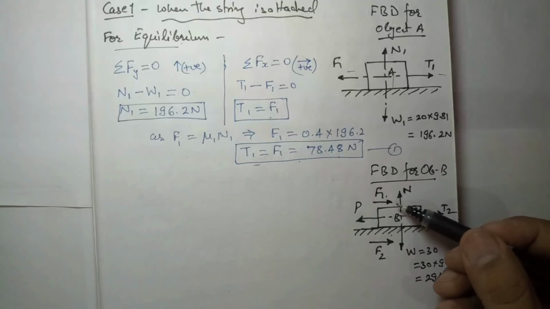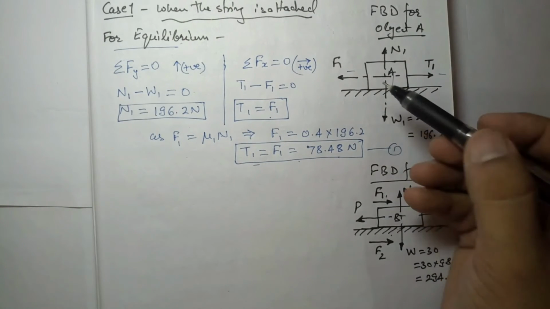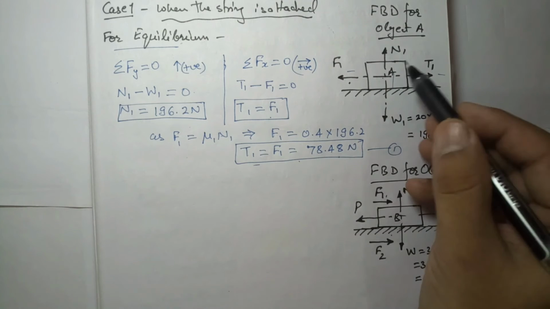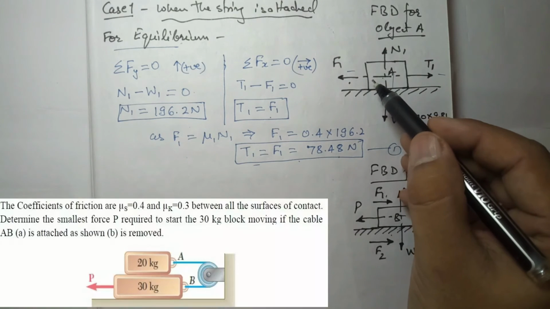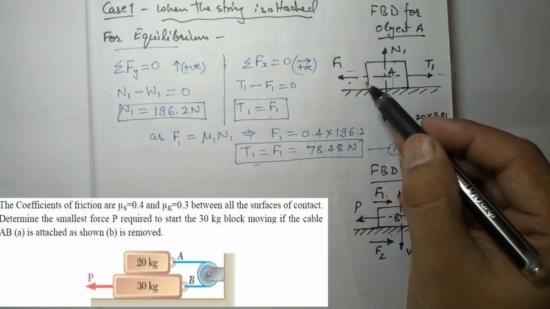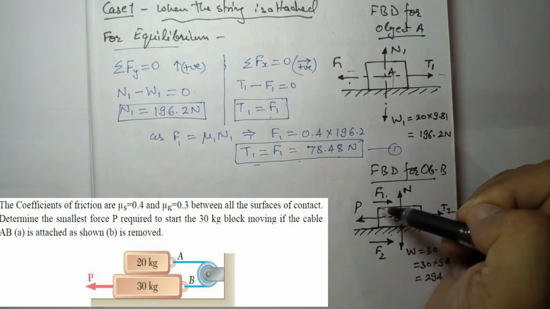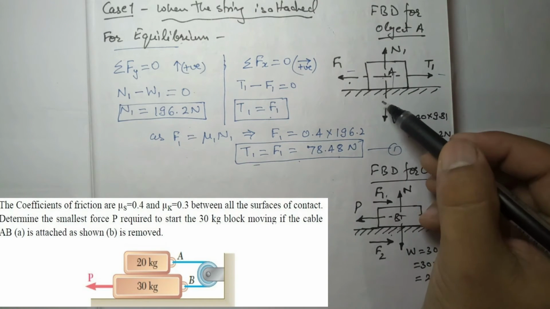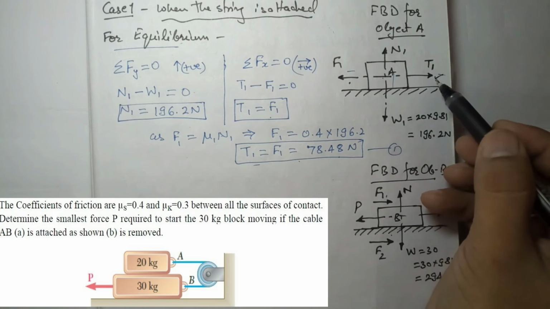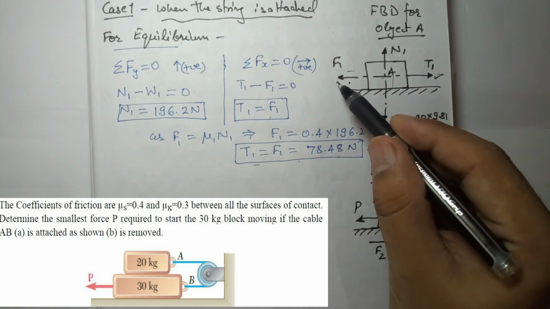Now here I have taken the direction of F1 to the right side, but here I have taken the friction direction to the left side. Actually in this object there was no external applied force directly acting on it. This P was acting on the B body, not directly on A body. So we consider this tension as the applied force. That is why, opposite to the applied force, we take the direction of friction in this way.